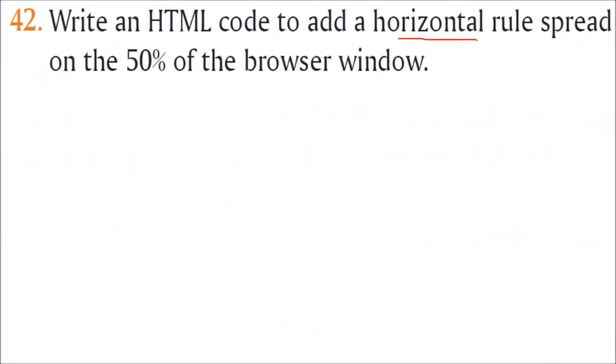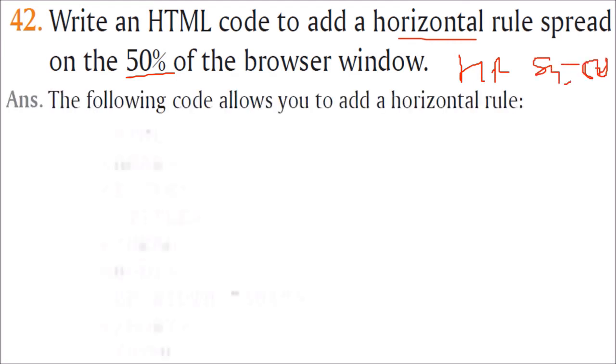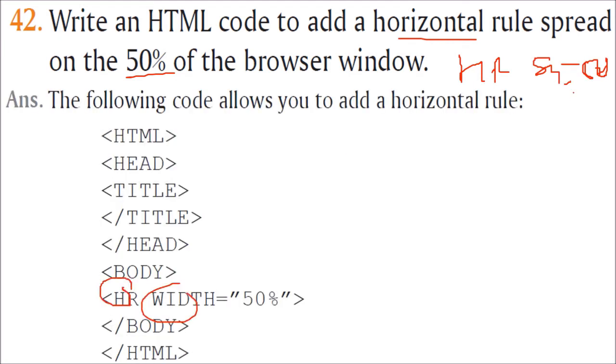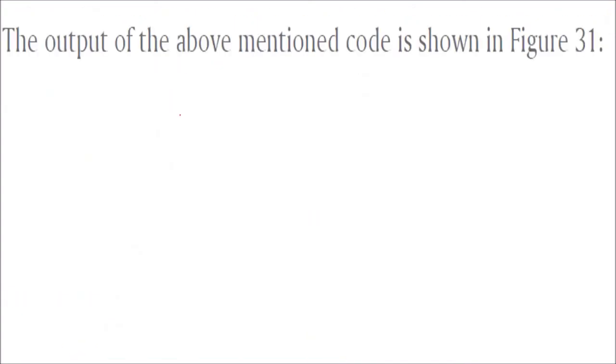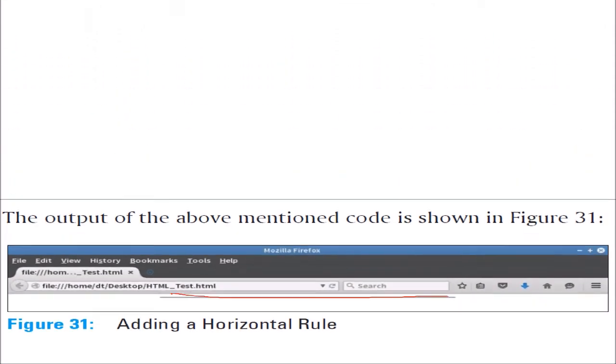Write an HTML code: HR, horizontal rule, spread on 50% of the browser. So just write HR and size equal to 50%, like this. So HR width equal to, sorry, size width equal to 50%. So this will be width equal to 50%.